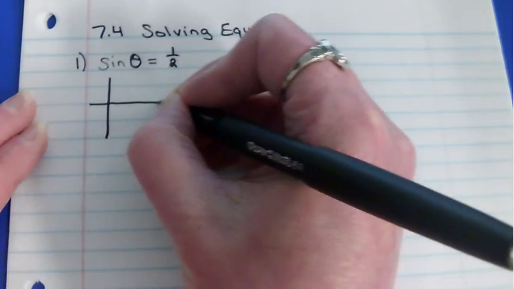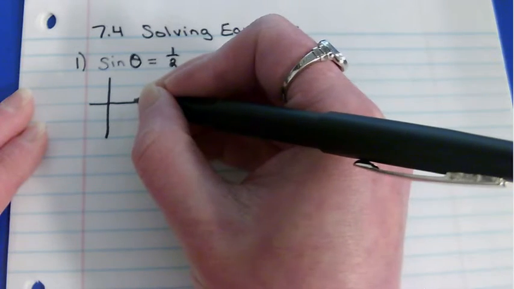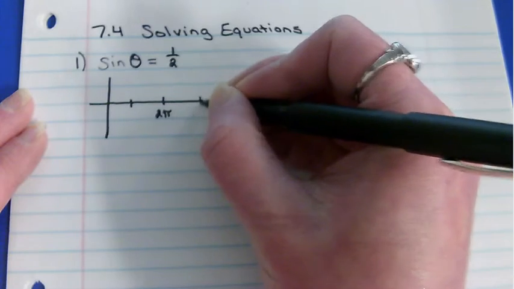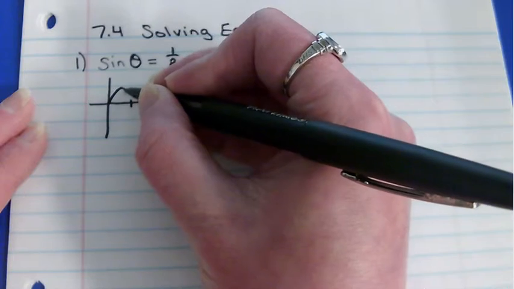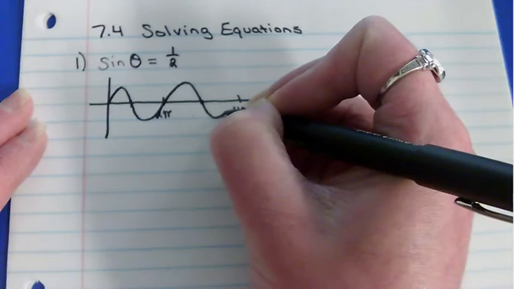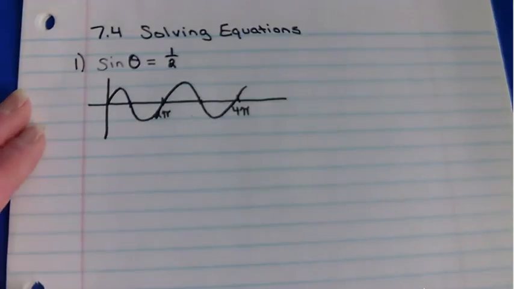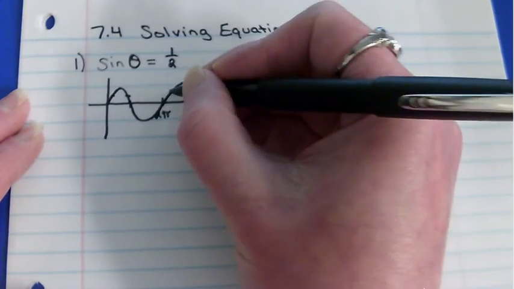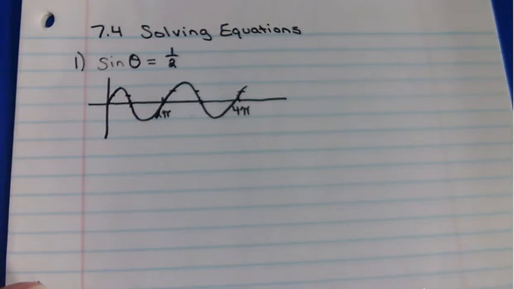the graph of sine, let's go a little bit further, pi, 2 pi, 3 pi, 4 pi. Remember, it went up, down, up, down, up, and it kept going forever and ever. So how many times would it hit 1/2? What's going to hit it here, here, here, here, here, here? It's going to hit it a whole bunch of times.